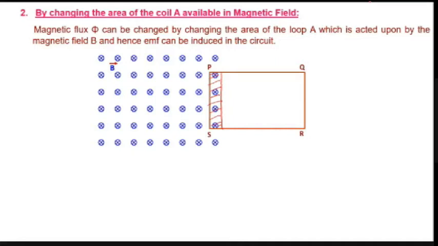Nothing will happen. No induced current will be there. Why? Because the area is not changing. The magnetic field is already uniform. We are keeping B constant. Theta. What is theta here?